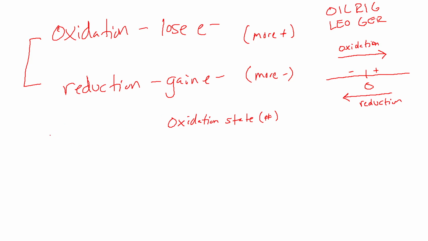So how does this work in practice? Well, let's take a look at a reaction here. Let's take sodium metal and react it with a little bit of chlorine gas and make a little sodium chloride over here.